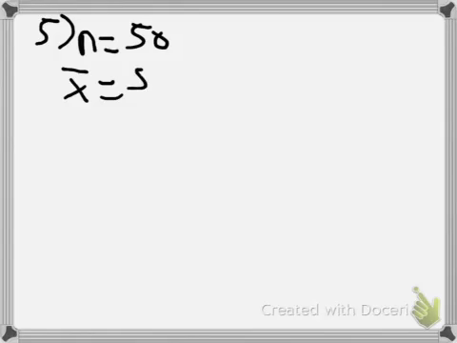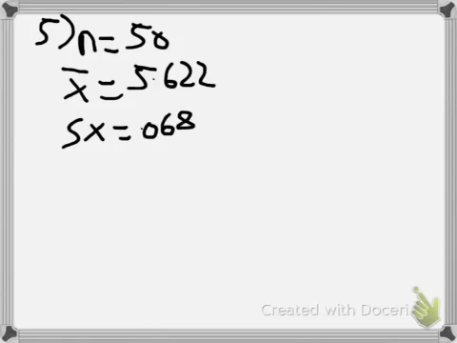So, we start off with listing the correct information. So n, which is the sample size, is going to be 50. X bar, which is the mean weight, is 5.622. The sample standard deviation is 0.068. And then the significance level, shown by alpha, is 0.01.